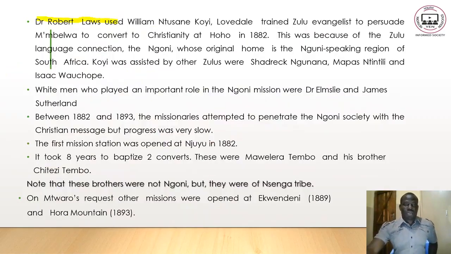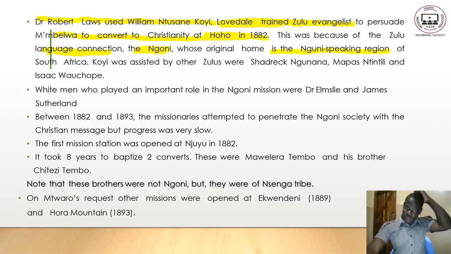So Dr. Laws used William Tusanekoi, who was trained at Lovedale Training College. He came from South Africa. So he was an evangelist, a Lovedale trained Zulu evangelist, to persuade Mberwa to convert to Christianity at Hoho in 1882. So this was because of the Zulu language connection, and also the Ngoni language, whose original home is the Nguni speaking region of South Africa.